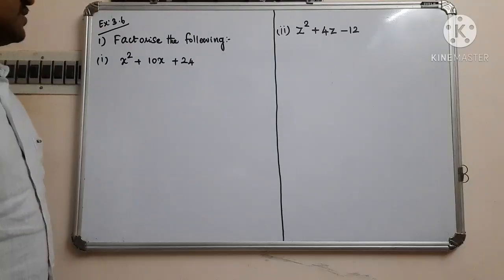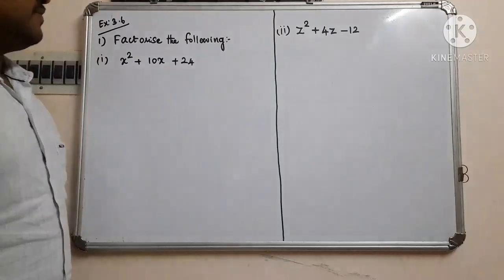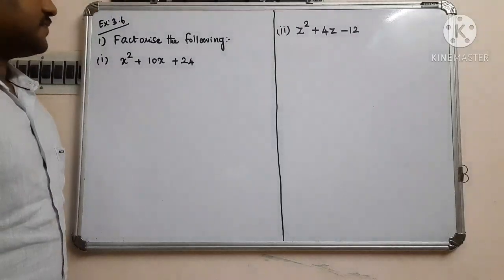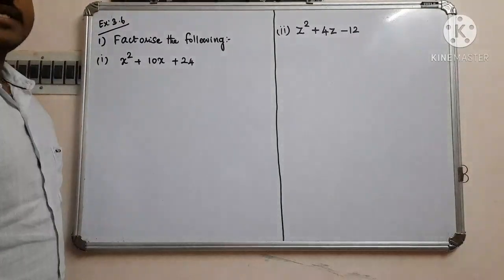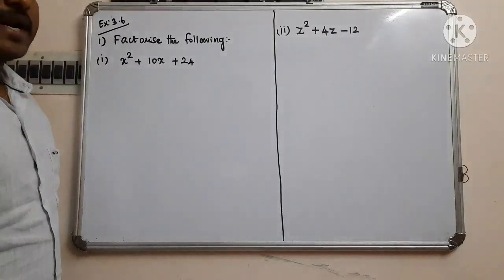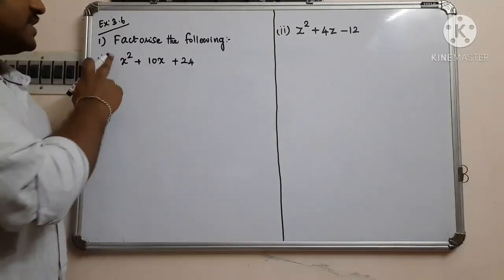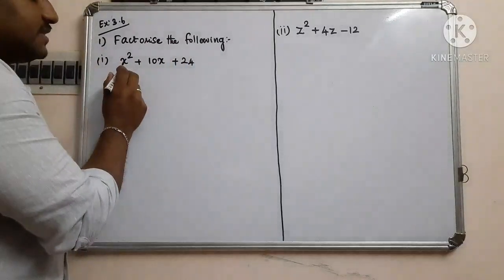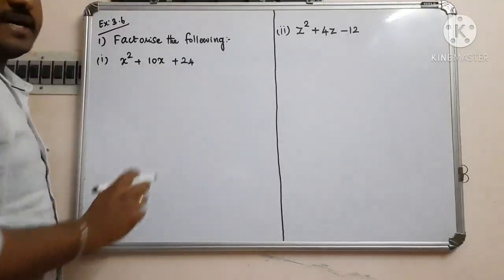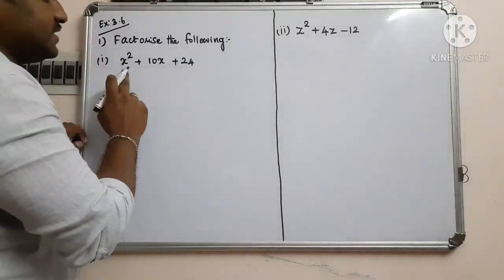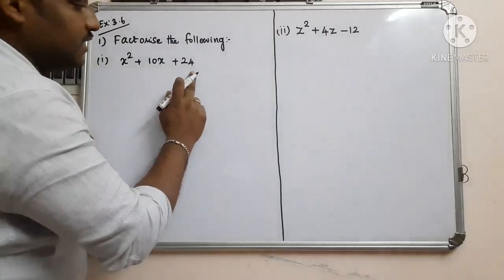Welcome back, dear students. Today we are going to study exercise 3.6. Exercise 3.6 is factorization of quadratic polynomials. First question: factorize the following. The first one is x square plus 10x plus 24. So we have to factorize this polynomial x square plus 10x plus 24.